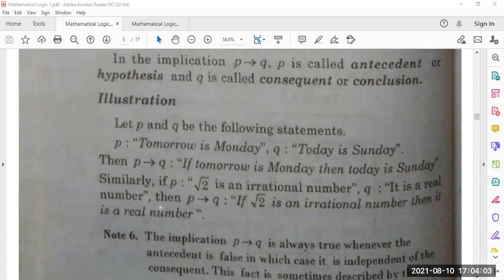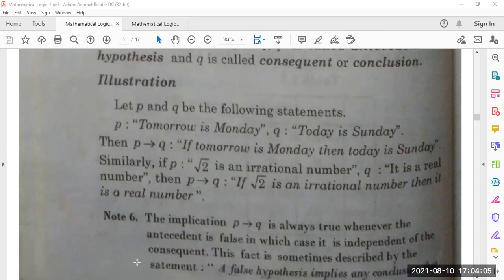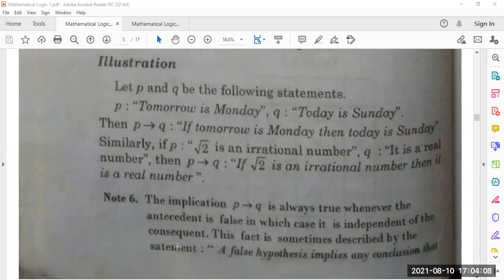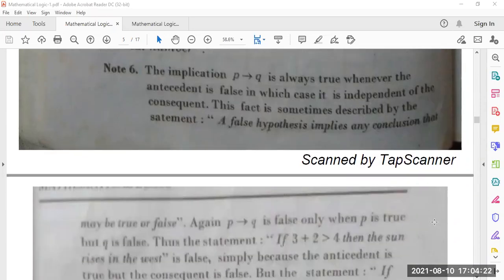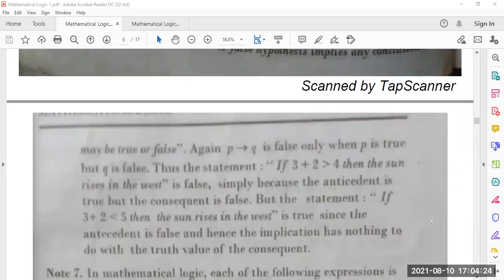The implication P implies Q is always true whenever the hypothesis is false, in which case it is independent of the consequent. This fact is sometimes described by the statement: a false hypothesis implies any conclusion, which may be true or false. Again, P implies Q is false only when P is true but Q is false.